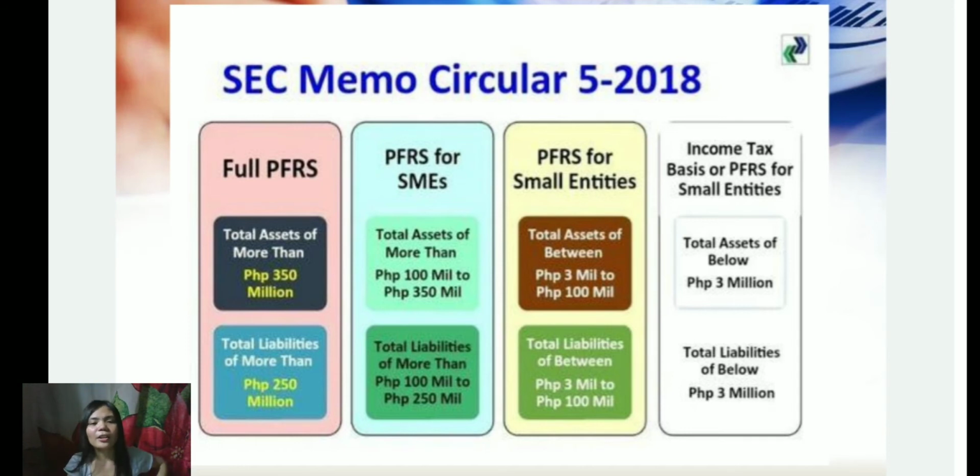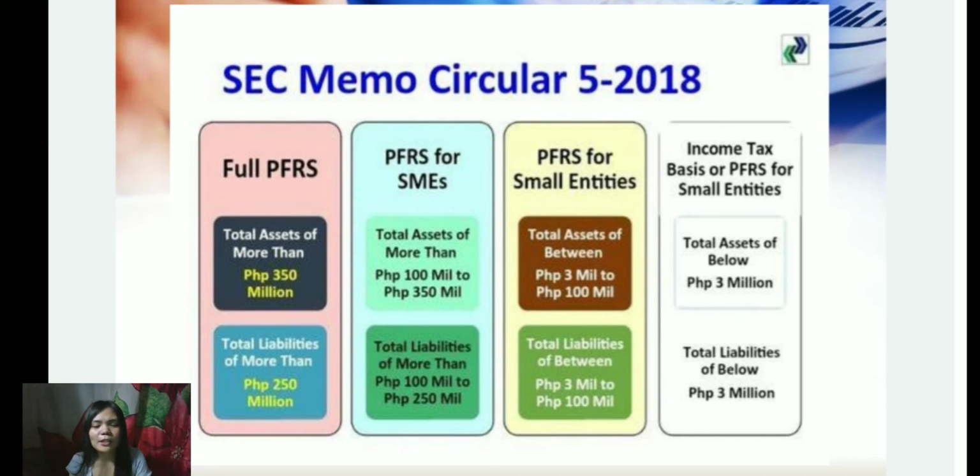Then for the Securities and Exchange Commission Memo Circular 5, in full PFRS, total assets are more than 350 million, then the total liabilities are more than 250 million. For PFRS for SMEs, total assets of more than 100 million to 350 million, and total liabilities of more than 100 million to 250 million.